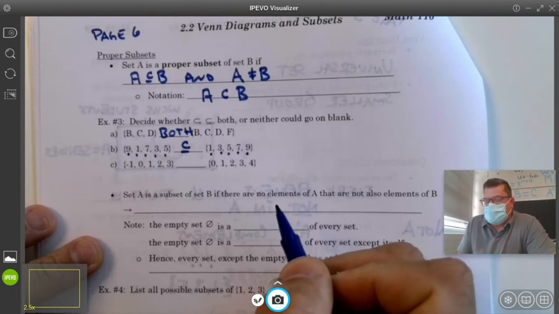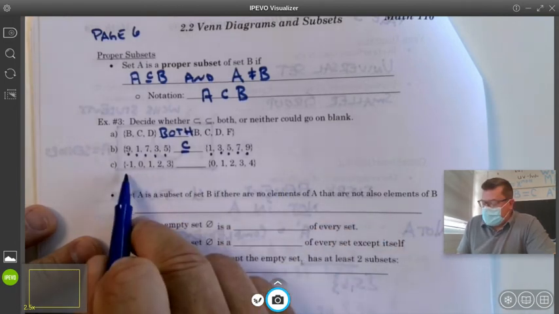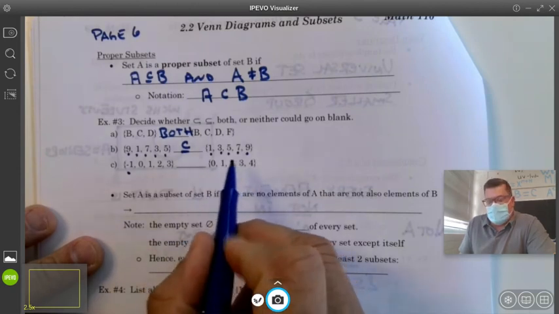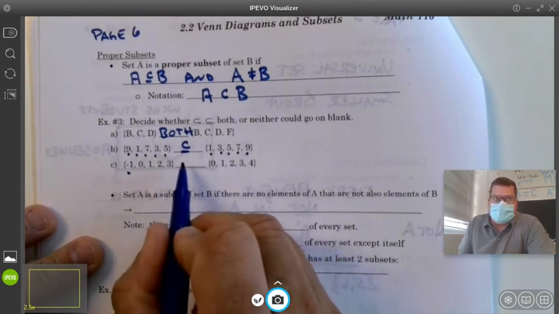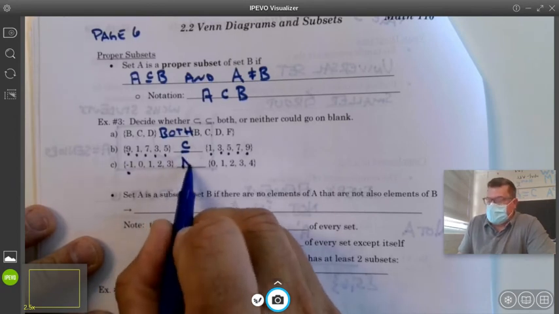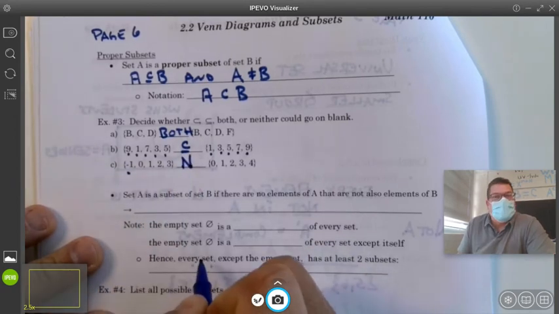So far, so good? Let's see if everything's taken care of. Is -1 over here? Nope. So this is not a subset, and therefore can't be a proper subset. So it's neither. Anybody have any questions on how that works?